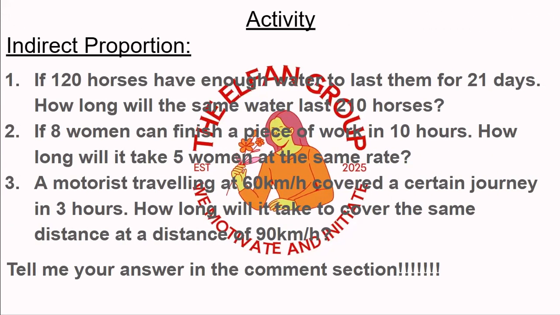If 120 horses have enough water to last them for 21 days, how long will the same water last 210 horses? If 8 women can finish a piece of work in 10 hours, how long will it take 5 women at the same rate? A motorist traveling at 60 kilometers per hour covered a certain journey in 3 hours. How long will it take to cover the same distance at a speed of 90 kilometers per hour?